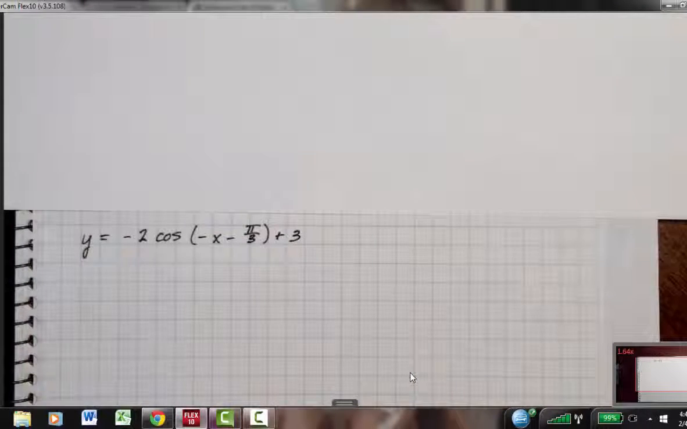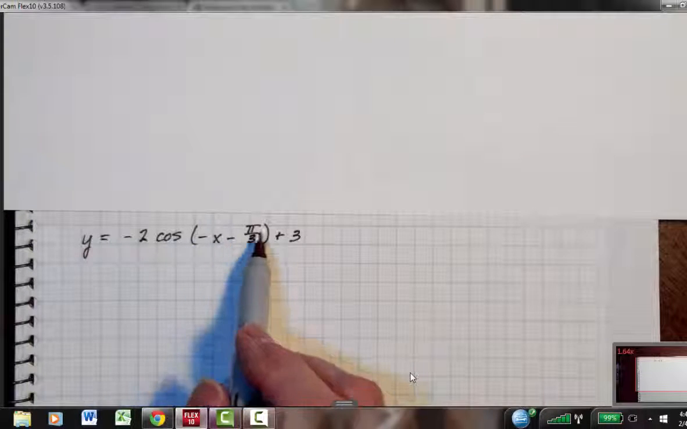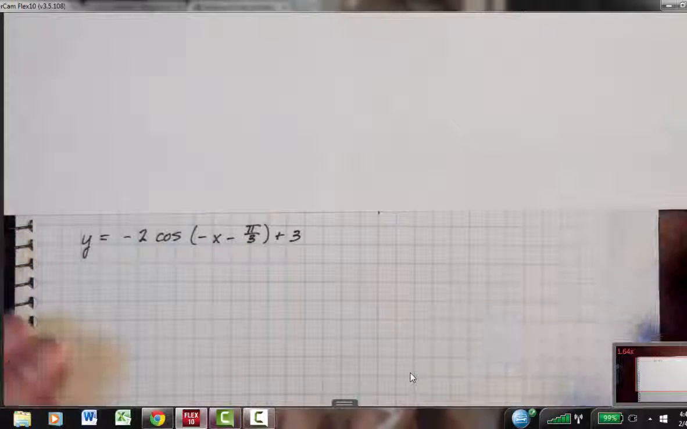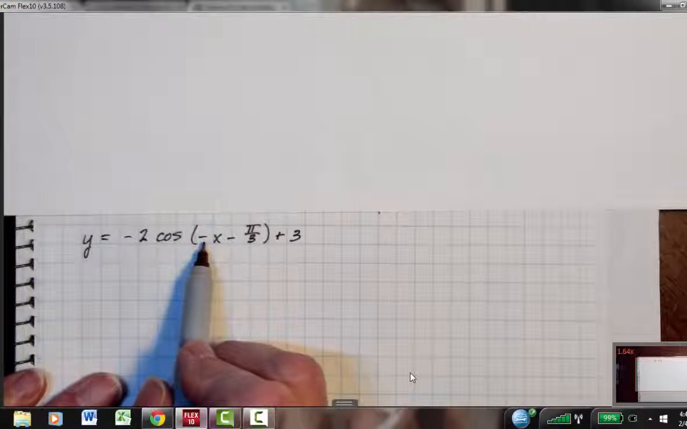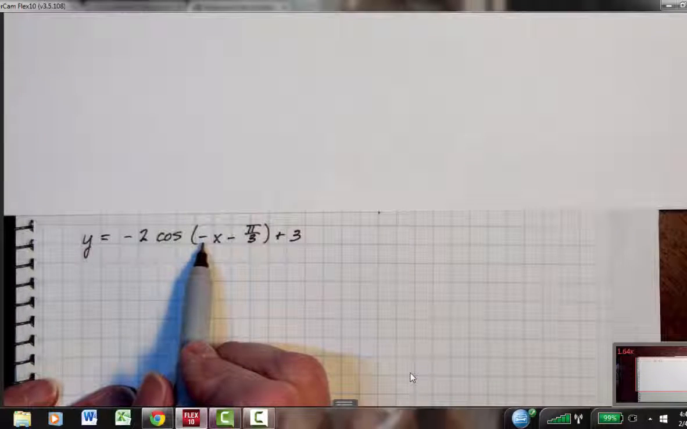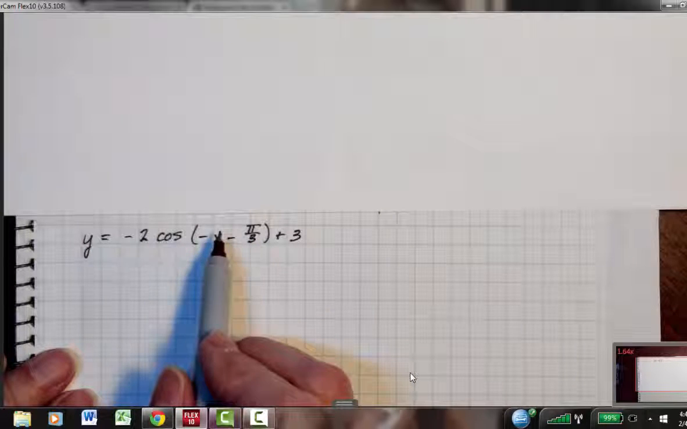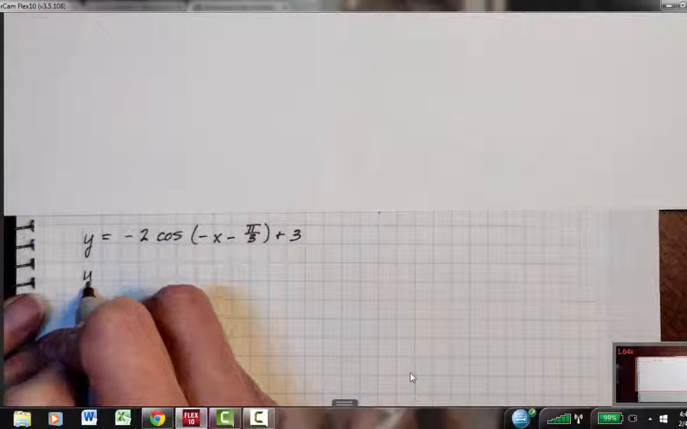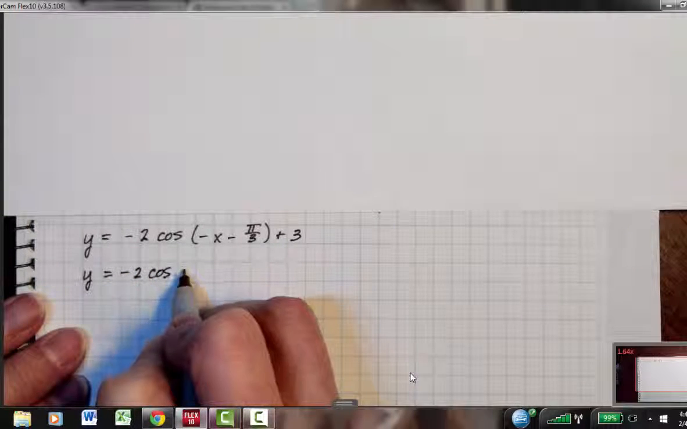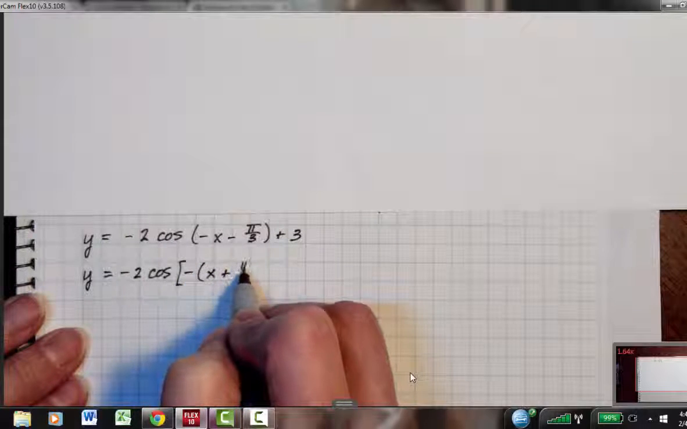The next function I'm going to do is y is equal to -2 cosine of negative x minus pi over 3 plus 3. Before I can do anything, I need to make sure that my coefficient of my x, or my omega, is positive. It always has to be positive. So the first thing I'm going to do is factor out a negative from inside of the parentheses here. When I do that, I end up with y is equal to -2 cosine, and I'm going to put this in a square bracket, negative x plus pi over 3.